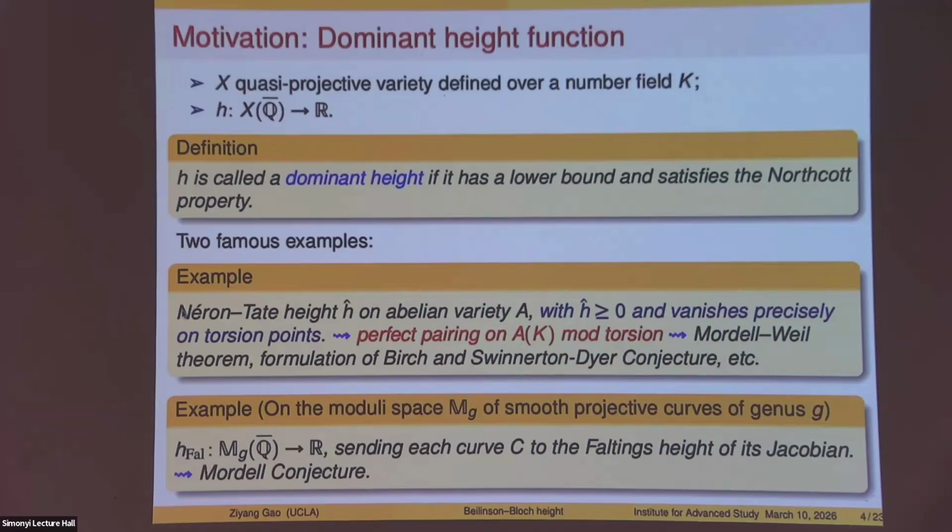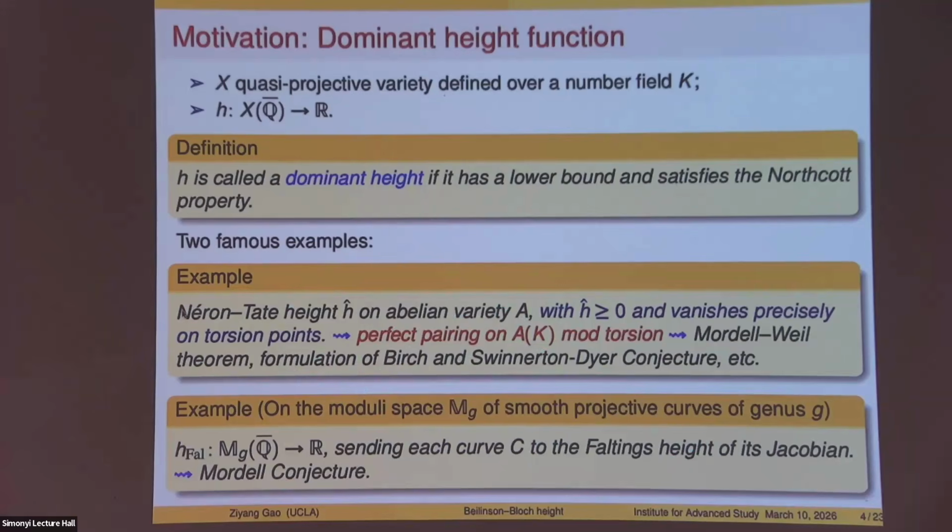For example, this height was used to prove the Mordell-Weil theorem for high-dimensional abelian varieties. Even though not exactly this height, the fact that this height is a quadratic form is somehow implicitly used, and it's also used in some formulations of the Birch and Swinnerton-Dyer conjecture and the Gross-Schoen conjecture, the Gross-Schoen formula. You see this height for some Heegner points and so on.